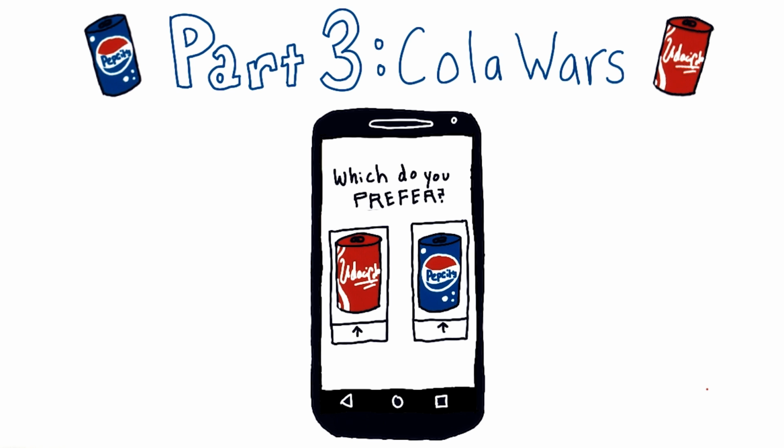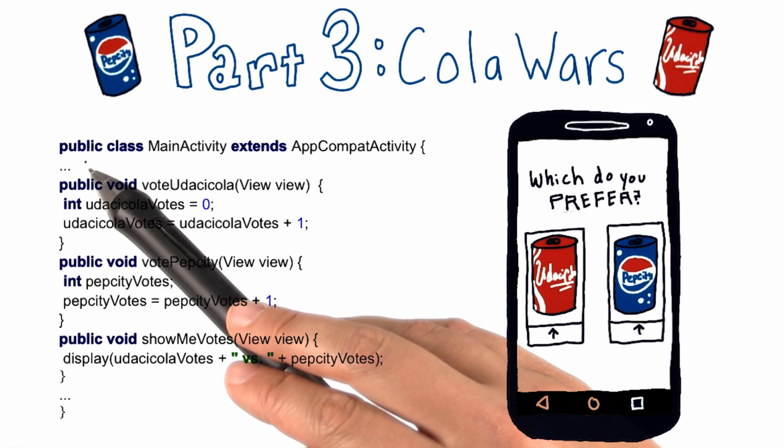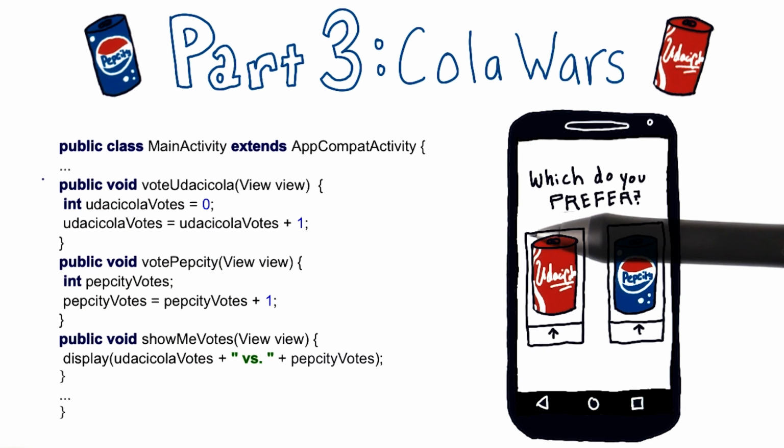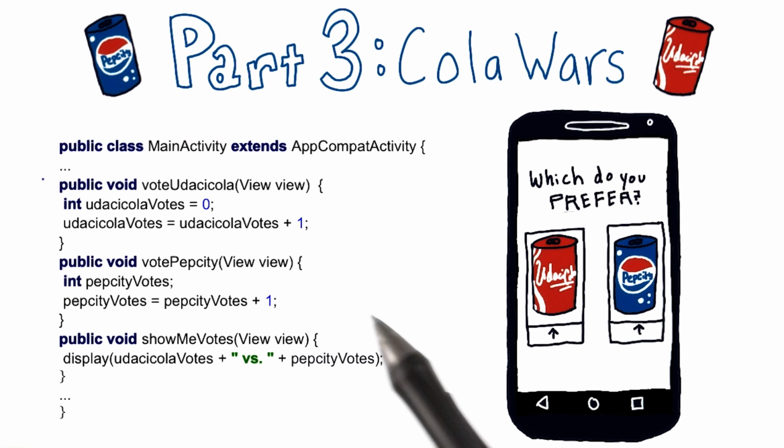Let's look at the code that goes with this. These ellipses here and here mean that there's more code that I'm not showing you. But I'm showing you the important code that has to deal with voting.